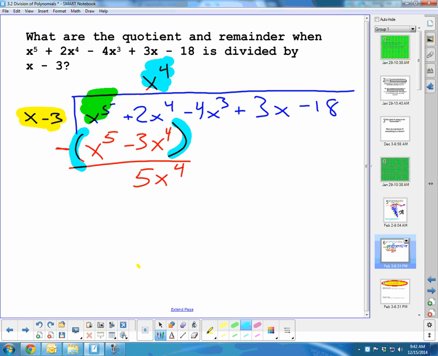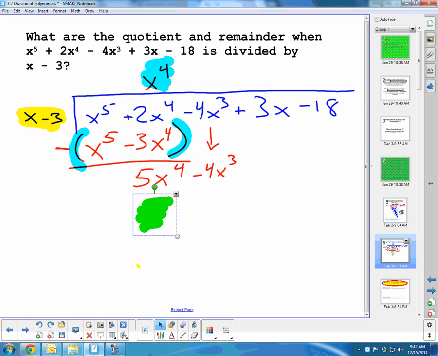And like we did before, so then we just continue. I'm going to drop down another term. I'm going to drop this term down, negative 4x cubed. And no longer is my focus going to be up here. Just like we had with the numeric example, now my focus is going to drop to here. And let's see if I can stretch this out a little bit. So my focus is going to be here.